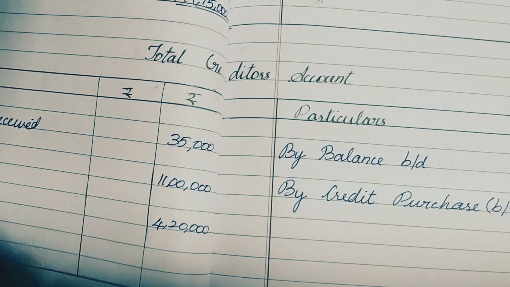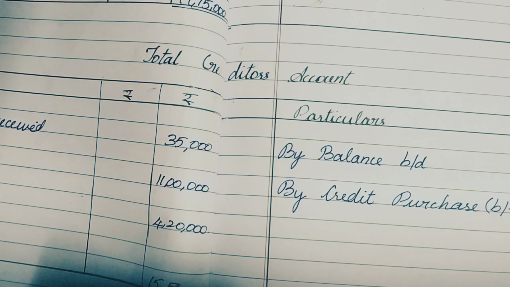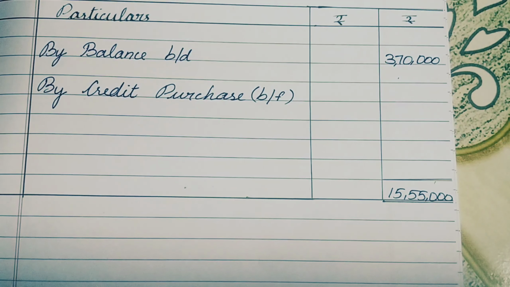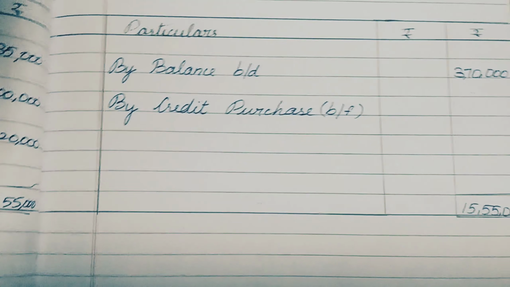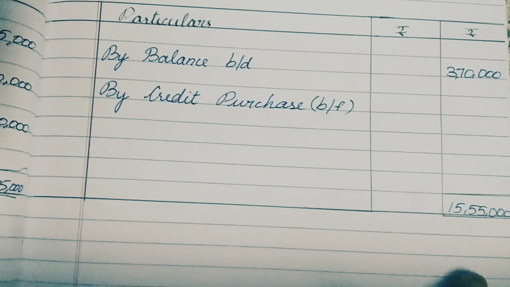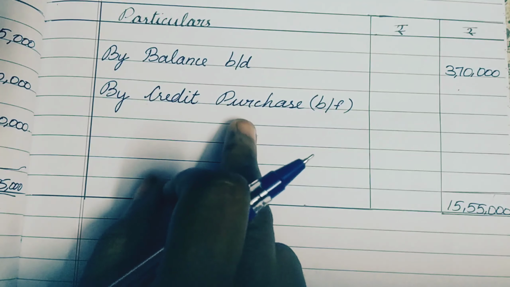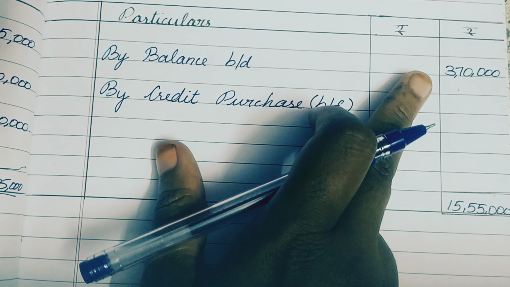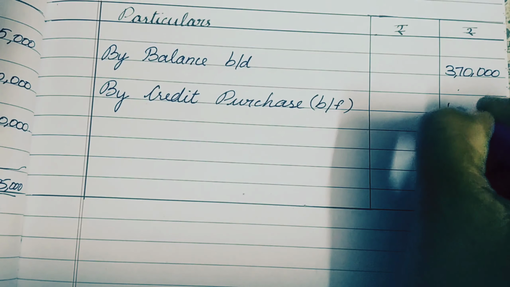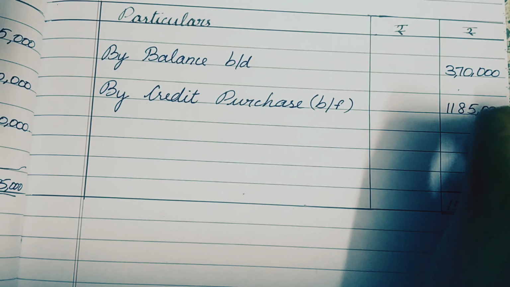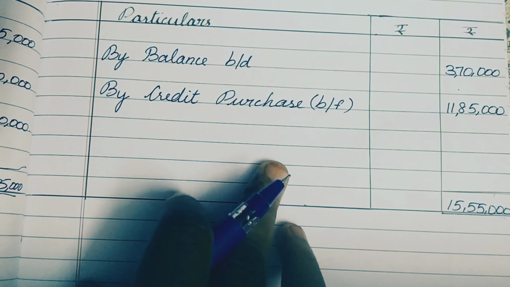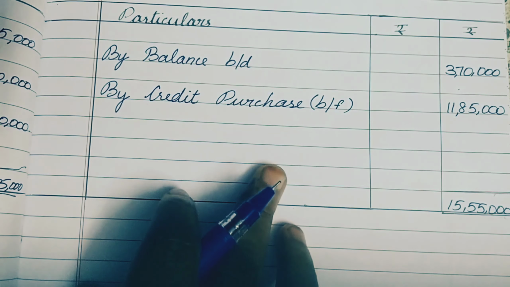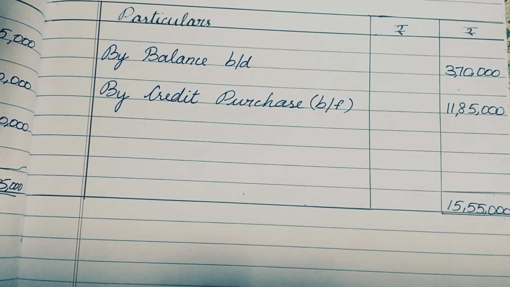So I write 15,55,000 as my grand total. So 15,55,000, the total is written on both the sides, that is the debit and the credit. So my credit side is less. So my balancing figure, that is credit purchase, is going to be on the credit side. So now I have to subtract the amount on the credit side from the grand total. So if I subtract it, I will get 11,85,000 as my credit purchase, which can be transferred to the trading account debit side and used for purchases. So next up, we are going to start with the trading account.